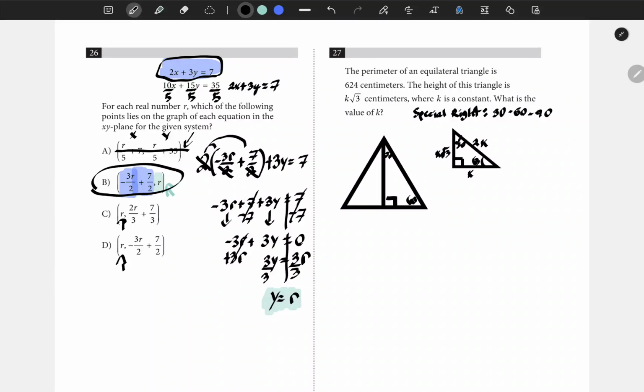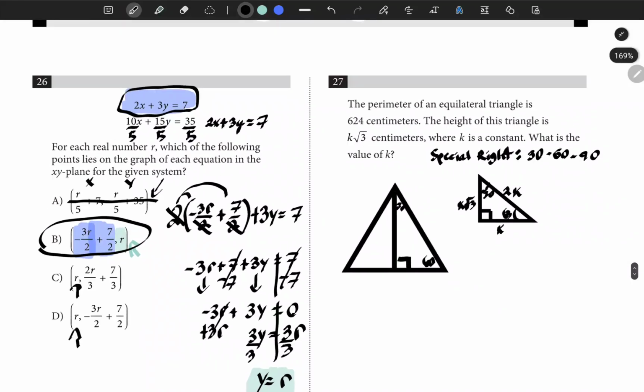Of both of the equations, basically, you just have to use one of them. If that point works for one of them, it also works for the other one. So you don't really have to plug it in for the other. And that is it for that one. Now let's go ahead and go over the next one.